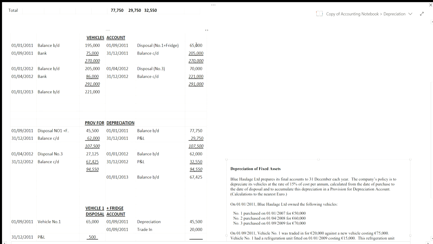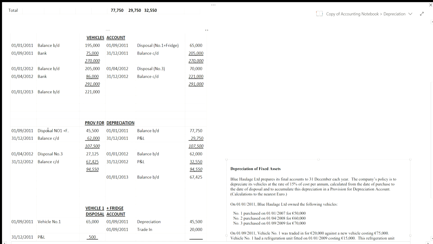So this 65,000 here was in the credit side. This is in my vehicles account. It's called disposal. I'm going to take this figure and take it to the disposal account, and I'm going to call it vehicle number 1. That's the cost of vehicle number 1. So this 65,000 from the vehicles account goes to the debit side down here.